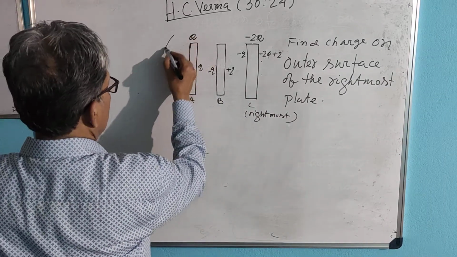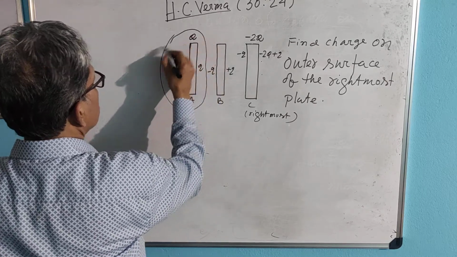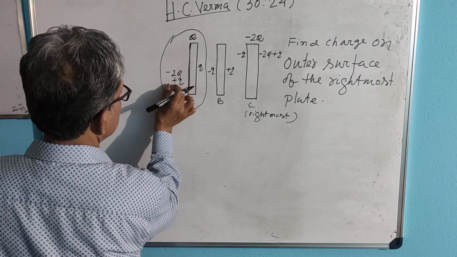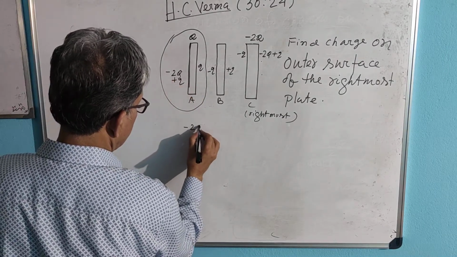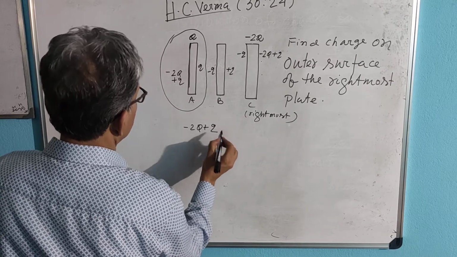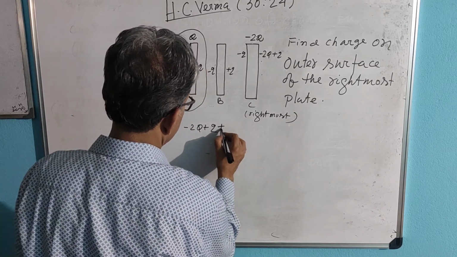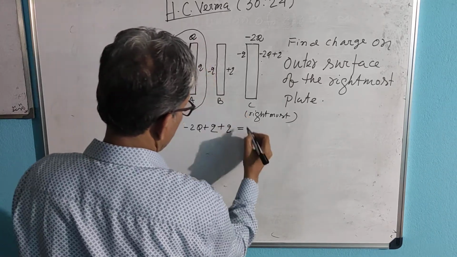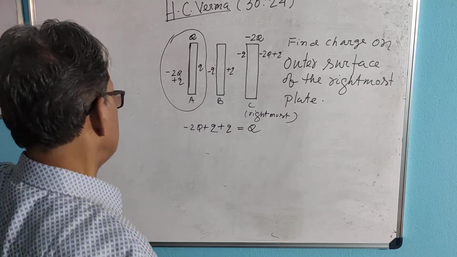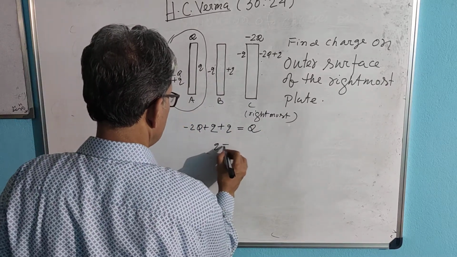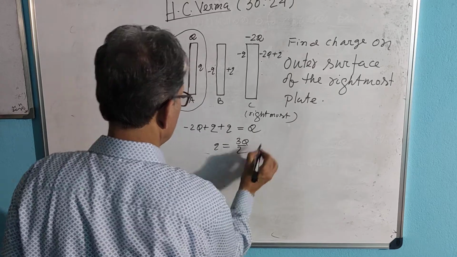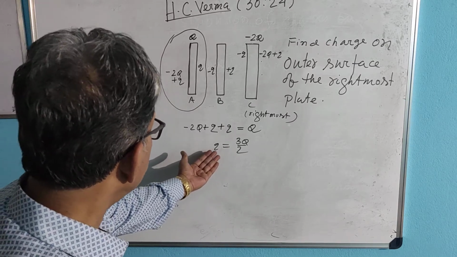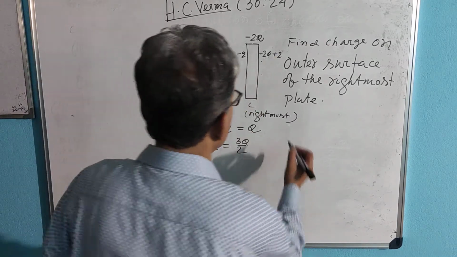Now apply this principle. The charge of this system will be conserved. What is the charge of the system? Minus 2Q plus Q on the left face, and on the right face. And the total charge previously was Q. So what will be the charge? Q equal to 3Q by 2. This will be the charge. We have got the value of Q. Now you find the outermost surface.